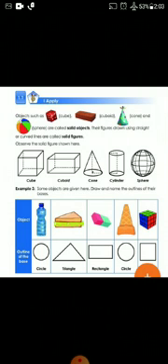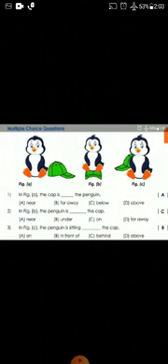Some objects are given here. Draw and name the outlines of their bases. First one is water bottle. The outline of the water bottle is circle. Second one is sandwich. The outline of the sandwich is triangle. Third one is eraser. The outline of the eraser is rectangle. Fourth is a cone. The outline of a cone is circle. Fifth one is a cube box. The outline of the cube box is square. So these are the things we learned.